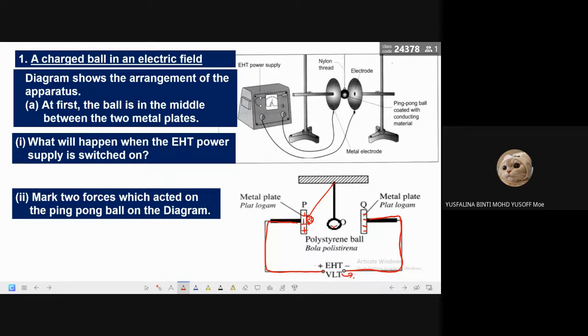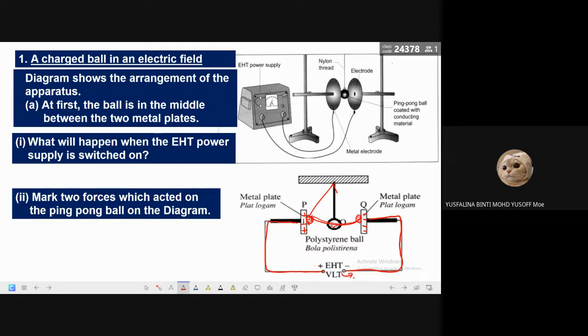So you already know this plate is positive, and this polystyrene ball also becomes positive. Positive and positive, what will happen? It will repel. So when it repels, it will swing to Q here. Now when it swings to Q, all the negative charge will go into the polystyrene ball, so now the polystyrene ball becomes negative. The negative plate and the negative ball will repel again, and it goes back to P.